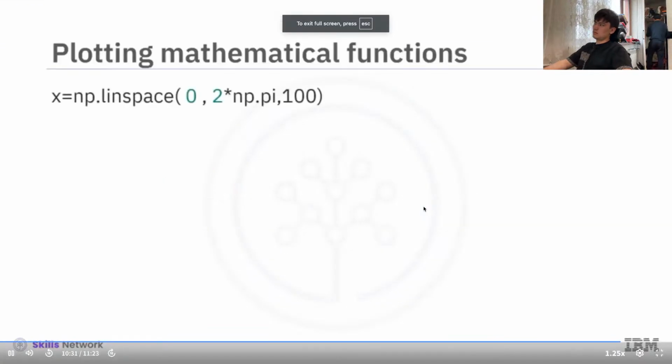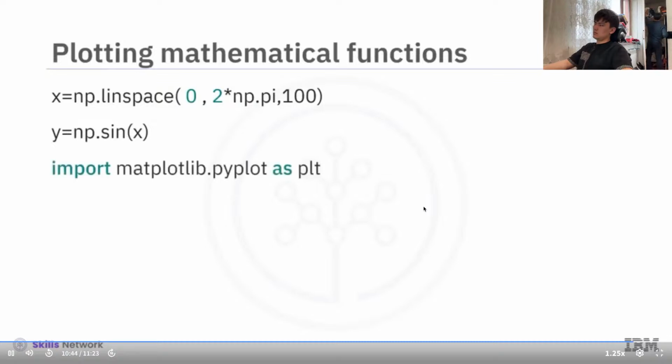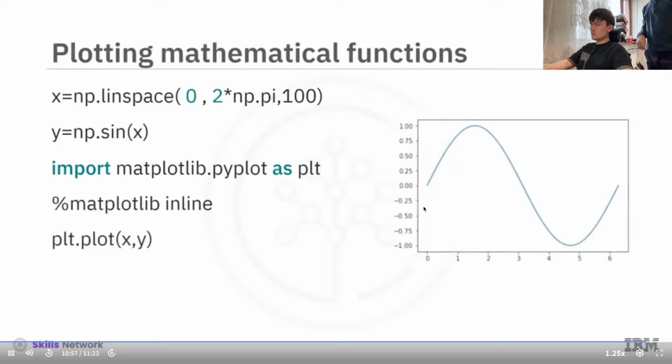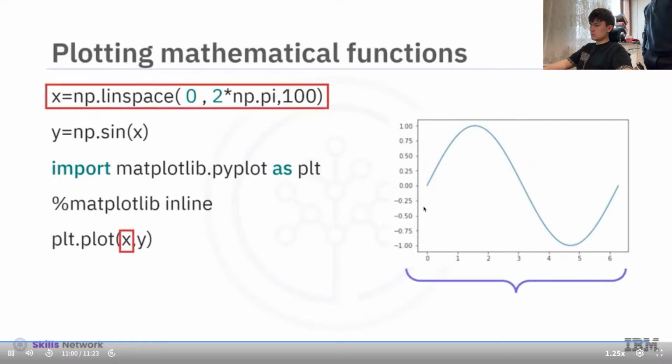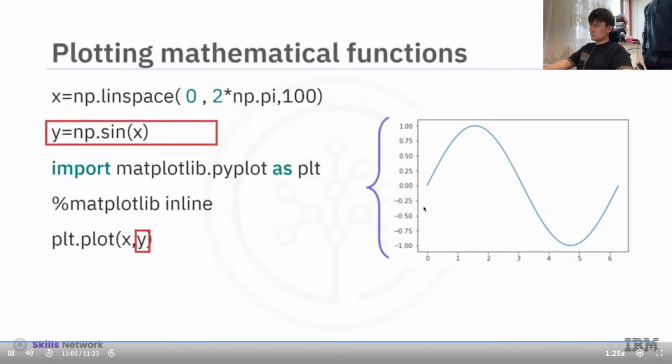We can use the function linspace to generate 100 evenly spaced samples from the interval 0 to 2 pi. We can use the numpy function sin to map the array x to a new array y. We can import the library pyplot as plt to help us plot the function. As we are using a Jupyter notebook, we use the command matplotlib inline to display the plot. The following command plots a graph. The first input corresponds to the values for the horizontal or x-axis. The second input corresponds to the values for the vertical or y-axis.